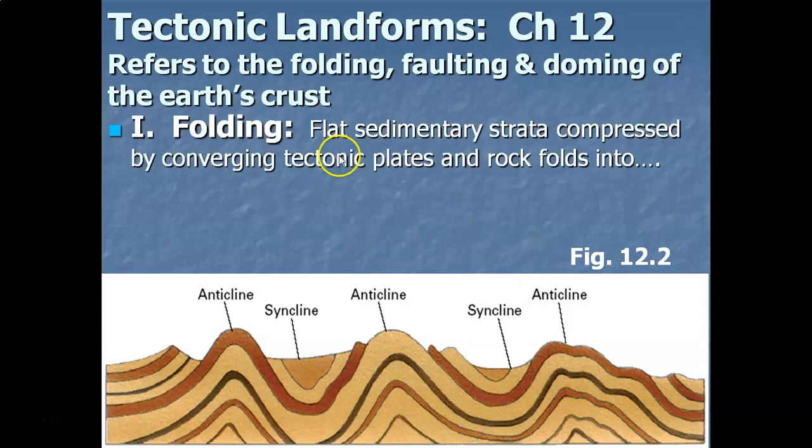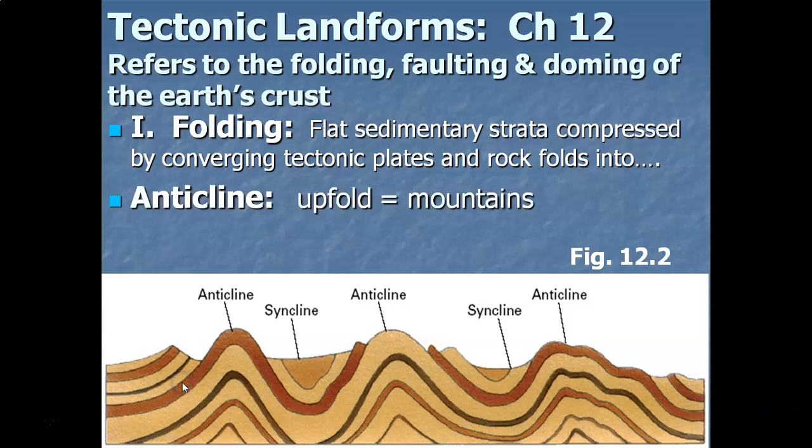And so what happens is you take what was once flat-lying sedimentary strata and you add compression by converging tectonic plates, and you wind up bending rock. So a rock can actually bend or fold. And so here we've got layers of sedimentary strata that's been folded by plates compressing together.